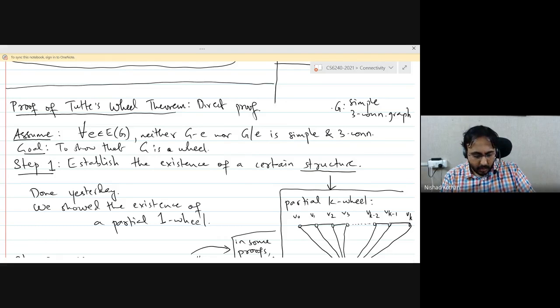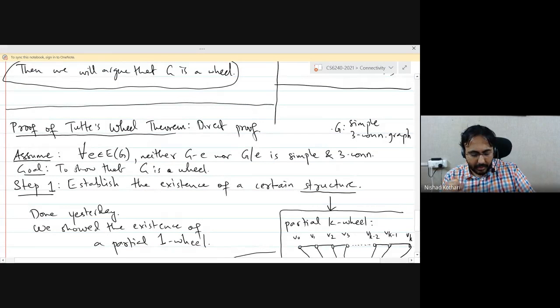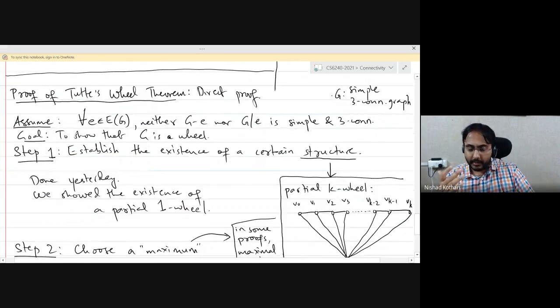Okay, so I want to make this proof a little bit more systematic so that in the future when you encounter such proofs, you are able to see that there is a pattern, that this proof falls into a standard pattern that many other results in structural graph theory fall into. Some of my own work has been very much inspired by Tutte's wheel theorem, which is perhaps why I'm so excited about it. Okay, so the main steps of the proof are as follows. The first step is to establish the existence of a certain structure, right?